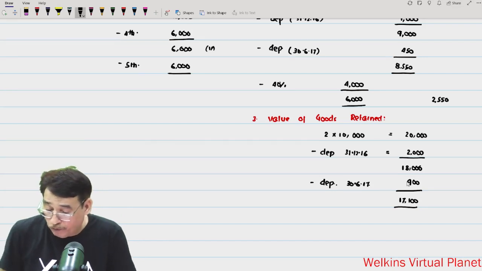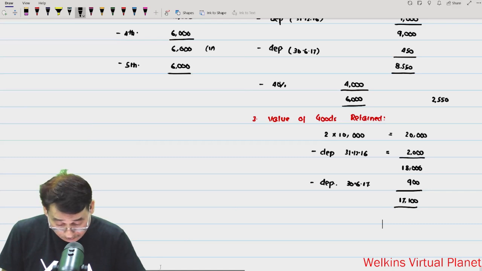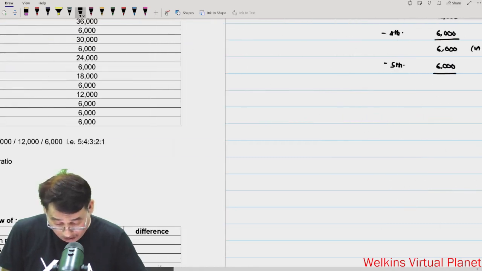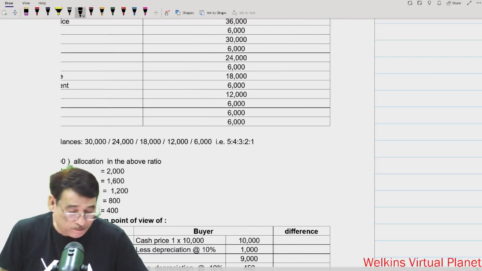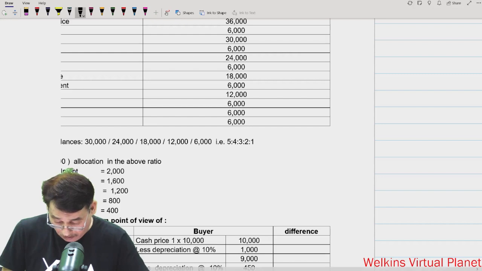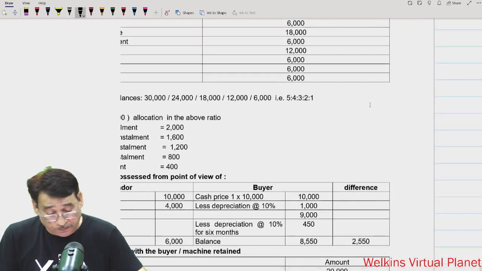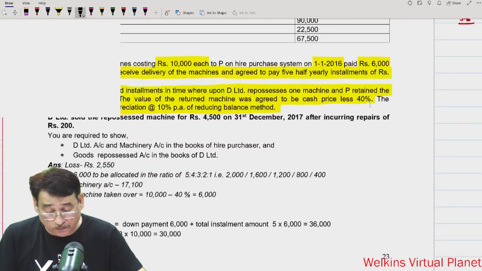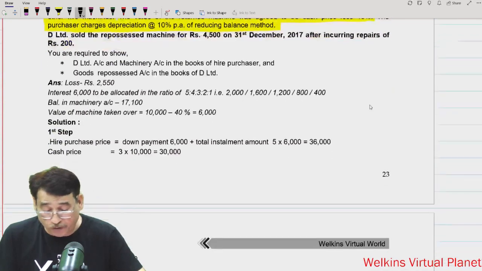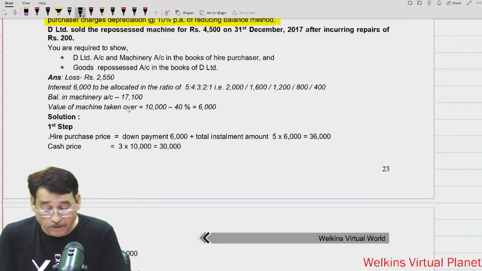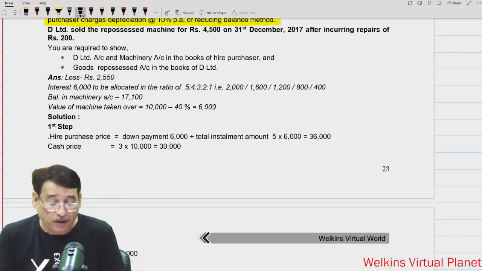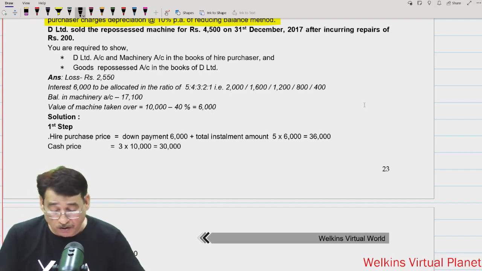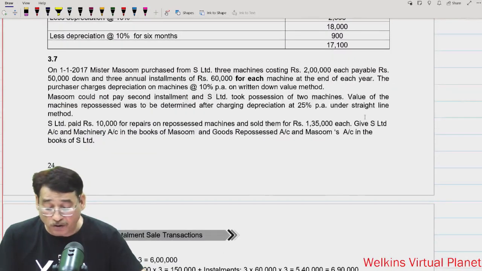Now we move over to the next question. So this was the question which we have done now, correct? So here everything is given. Balance in machinery account is 17,100, which we have seen, and the value of the machine taken over, that means repossessed back, that is 6,000. And I have given the entire and full-fledged solution also for you.